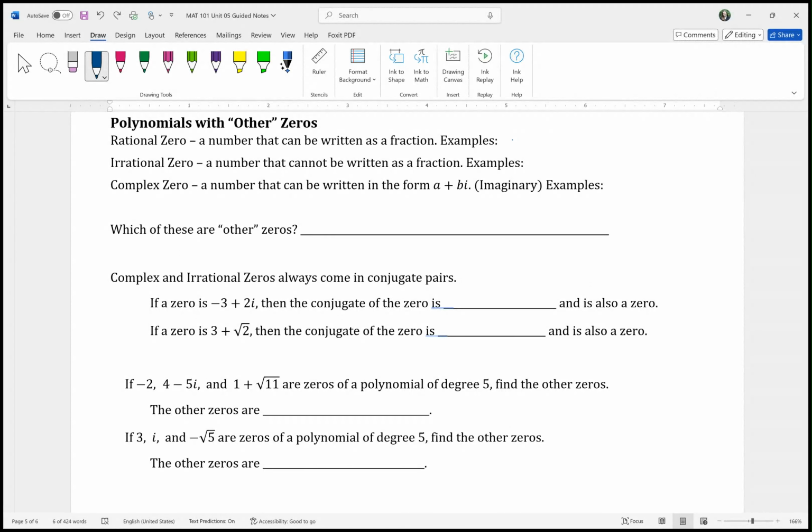So a couple examples would be like 1/2, -2, 3/4, okay, -5, something like that, okay? Anything that can be written as a fraction.